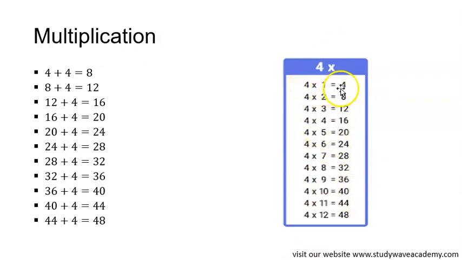4 times 1 is 4. 4 times 2 is 8. 4 plus 4 is 8. If you add 4 to 8, you have 12, right?